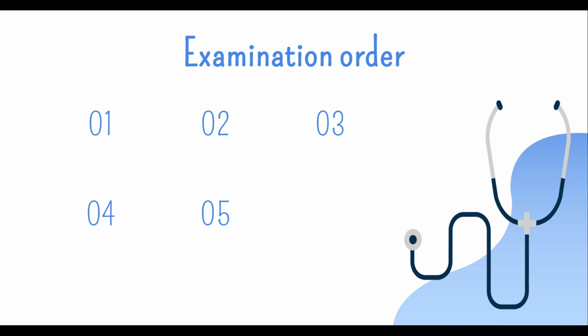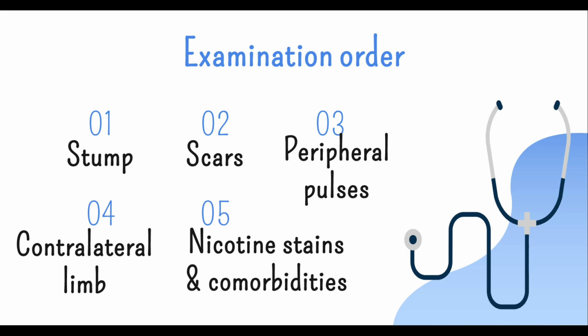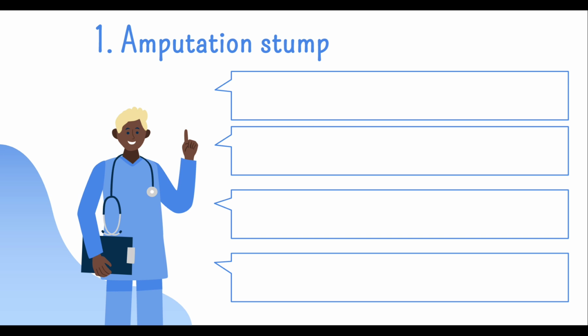So the examination order is, first you have to examine the stump. Then secondly, you have to examine the scars. Then third, you have to examine the peripheral pulses. Fourth one is the contralateral limb, the normal limb. Fifth one is the nicotine stain and other related comorbidities.